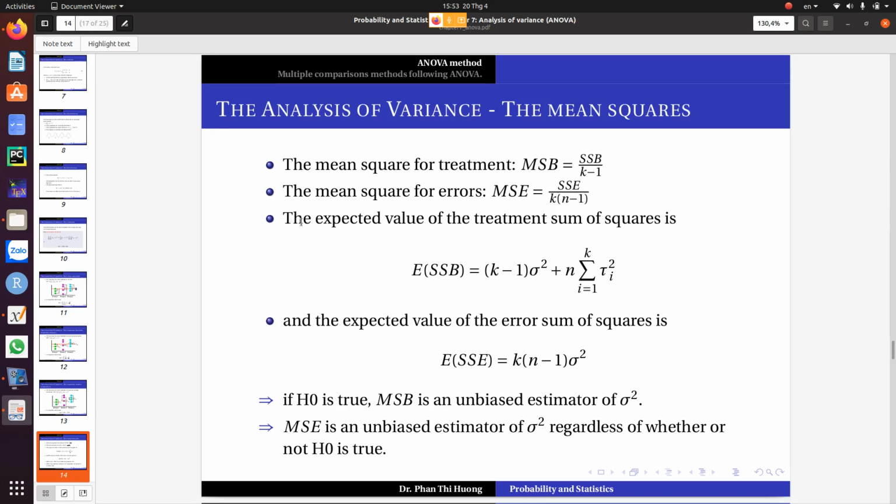And lastly, we accept the next few results. Firstly, the mean E of SSB equals two terms: (k minus 1) sigma square plus n times the sum of tau i square. It's not difficult to prove, but of course it's out of the scope of the lessons. And I introduce to you E of SSE equals kn minus 1 sigma square. These two equations are really important. We use them to make the conclusion for our hypothesis test. Let's return to the board.